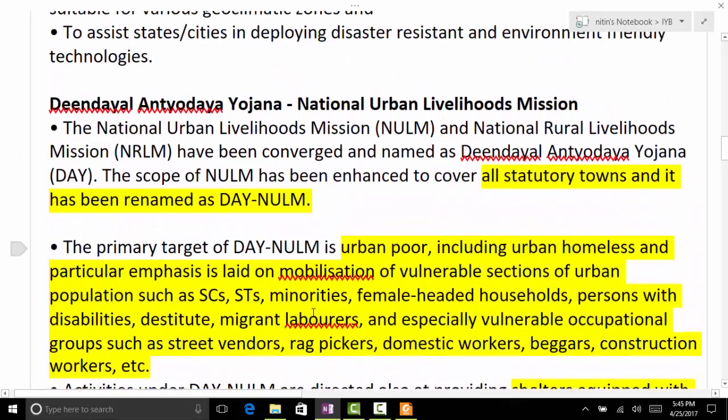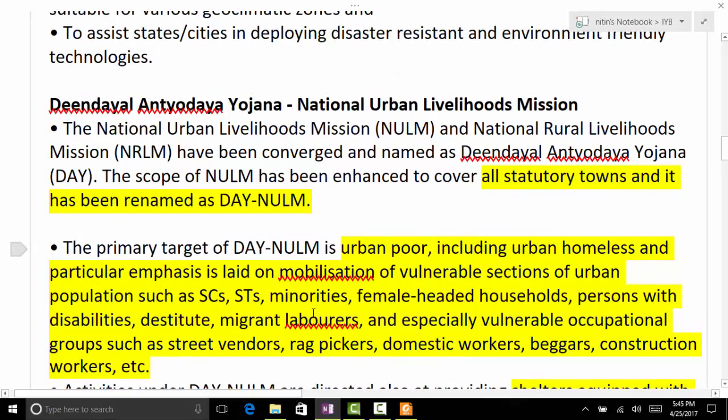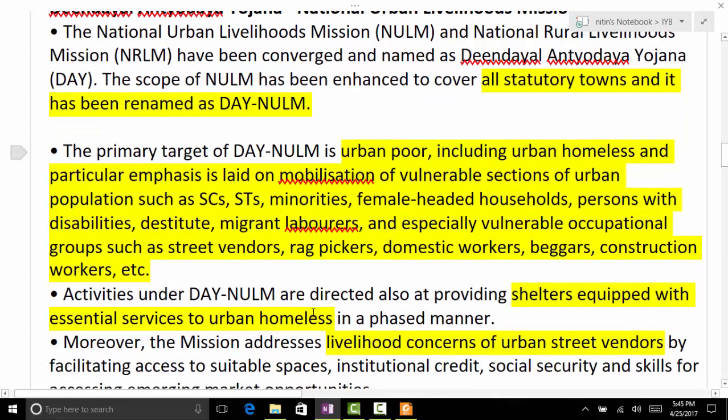So let's see the components once again. Who are the beneficiaries? The poor, urban homeless, and whatever comes to your mind regarding the vulnerable section in the city, that all will be there, right? SC, ST, minorities, migrant laborers, destitute, disabled.